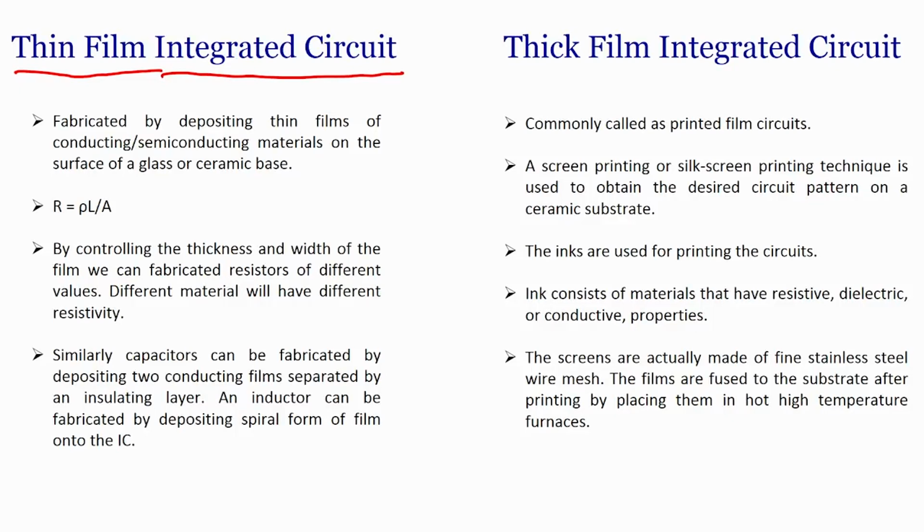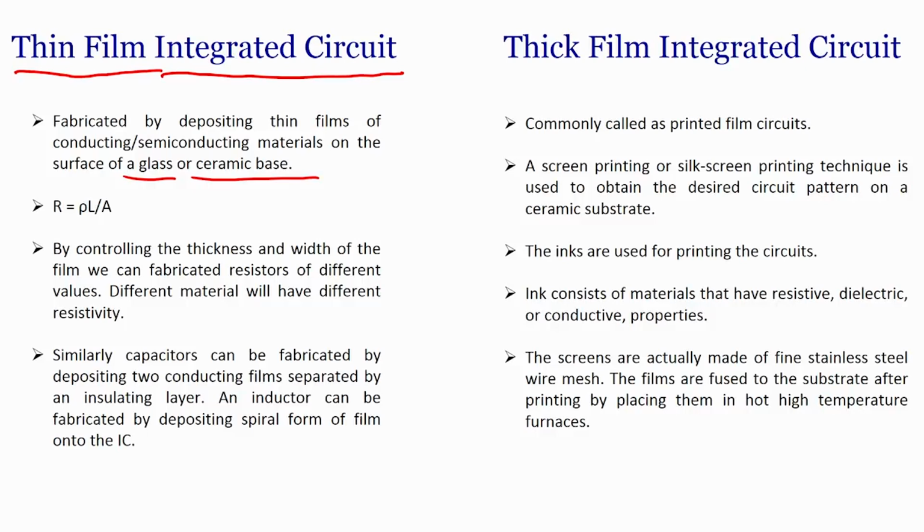right. It is fabricated by depositing thin films of conducting or semiconducting materials on the surface of glass or ceramic base. That does not mean that we cannot deposit film on silicon. We can deposit film on silicon, we can deposit film on oxidized silicon, we can deposit thin films on glass, we can deposit thin films on ceramic base, we can deposit thin films on flexible substrates. That is what is called thin film integrated circuit. How the deposition is done, we will see. There are several techniques to deposit a metal film or a semiconductor film or an insulating film.